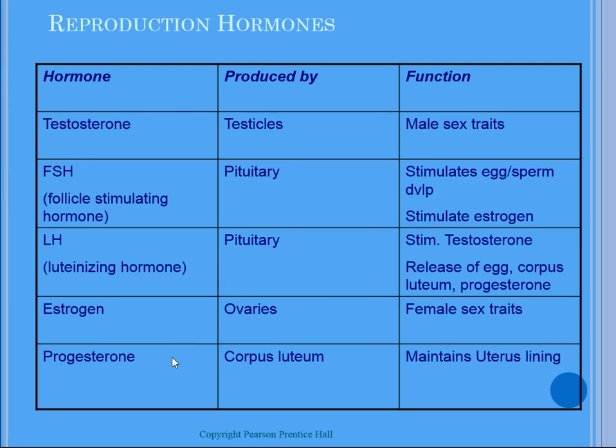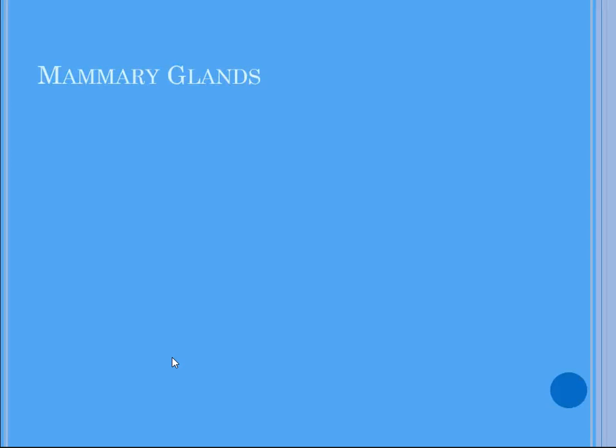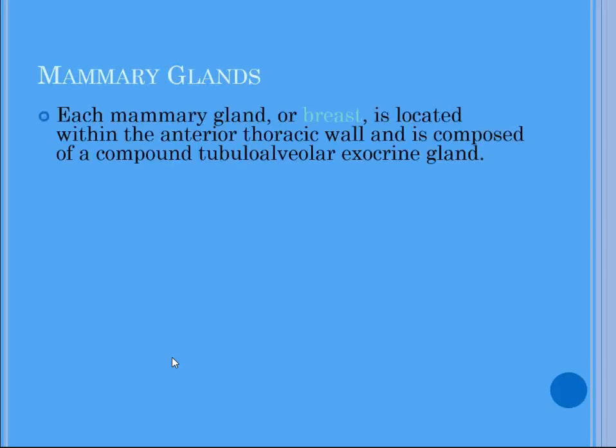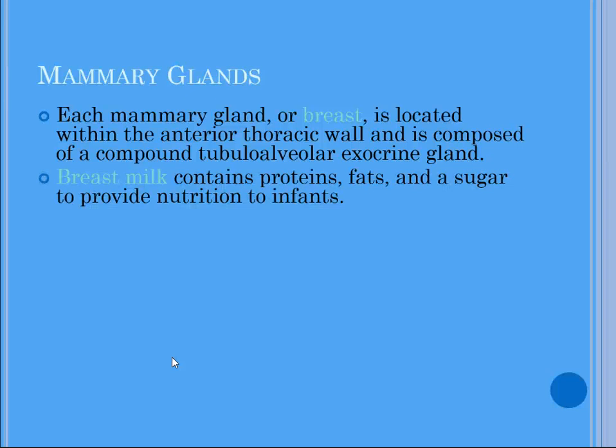Now, the other feature that female mammals have is mammary glands, and this is what produces the milk. This is the breast, and it is in the anterior thoracic wall. It's composed of all of these milk glands, or exocrine glands. And milk is unique to each species, which is why we don't always do well with cow's milk or other types of milk, because our milk is different.